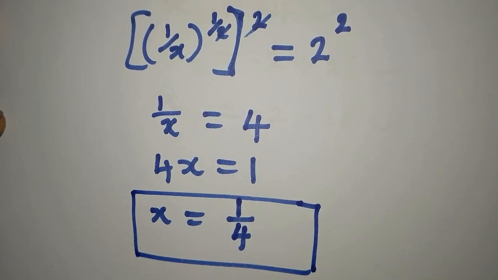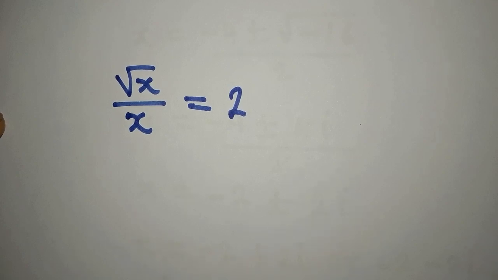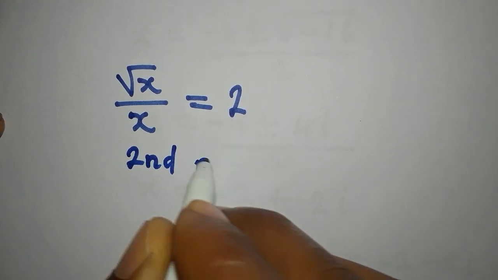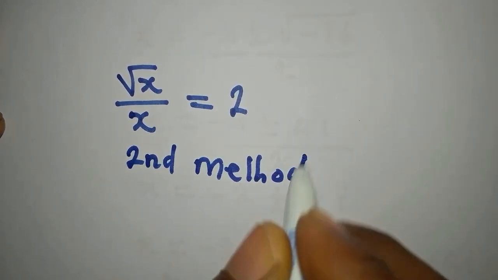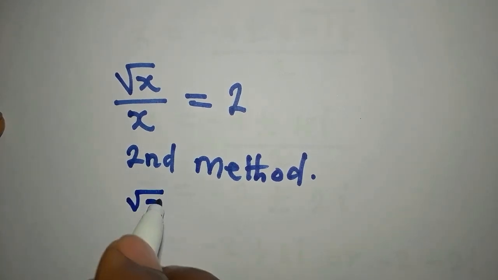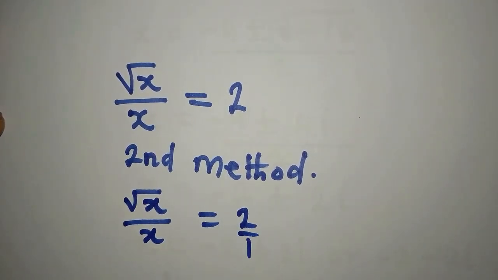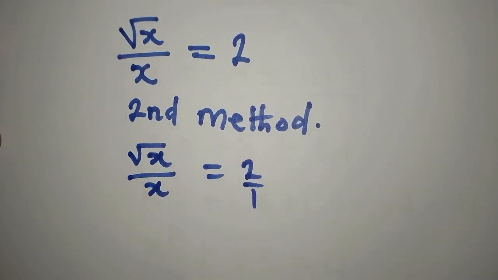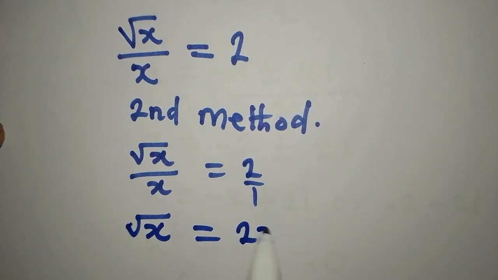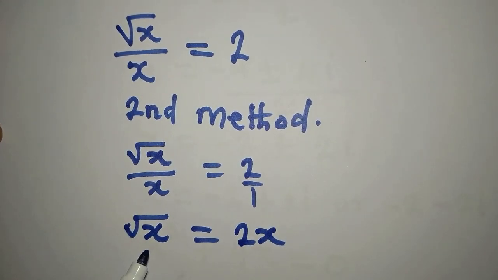Now let's apply the second method. Okay, so we are applying the second method. Okay, for the second method, how do we solve this? Okay, this is over 1. What if we cross multiply directly? So that means we have square root of x to be equal to 2x, because square root of x times 1 is square root of x.